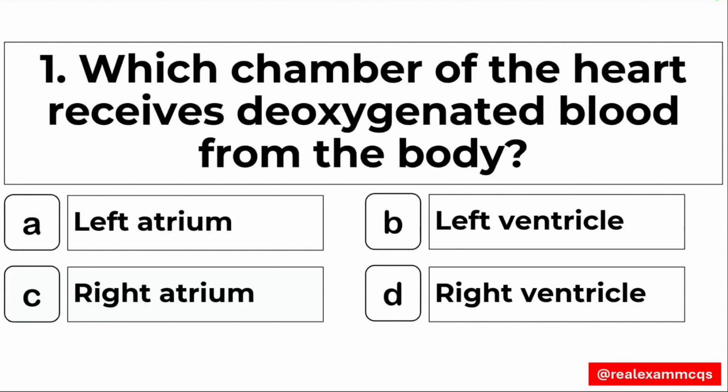Students, let's see how many questions you get right out of these 50 questions. Question number 1. Which chamber of the heart receives deoxygenated blood from the body? Right answer, option C, the right atrium.